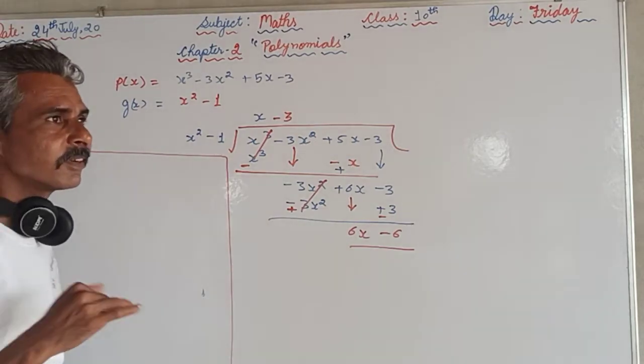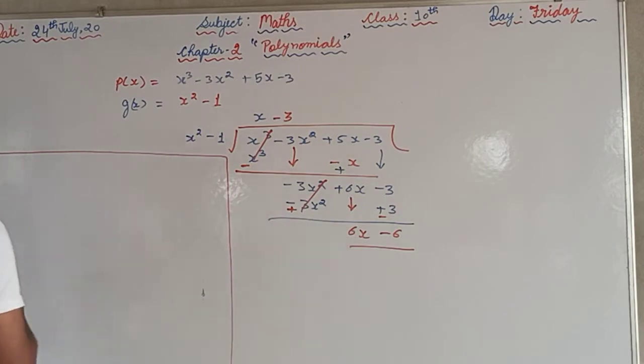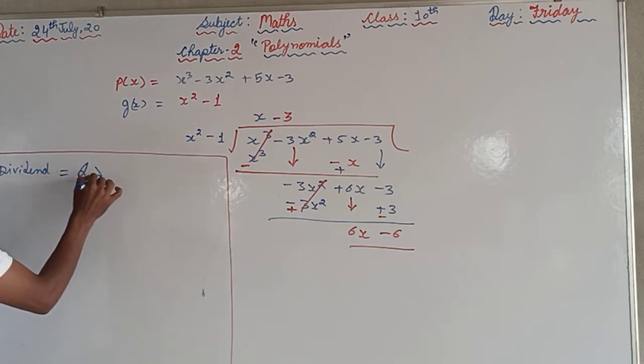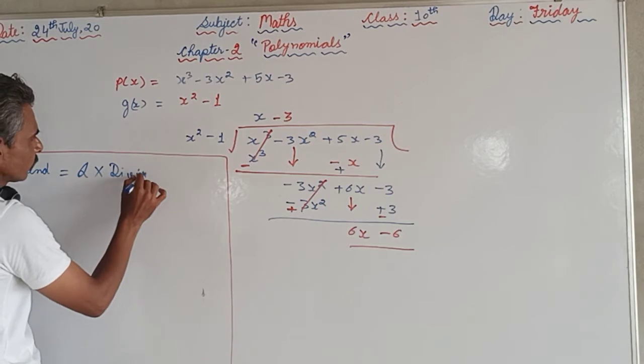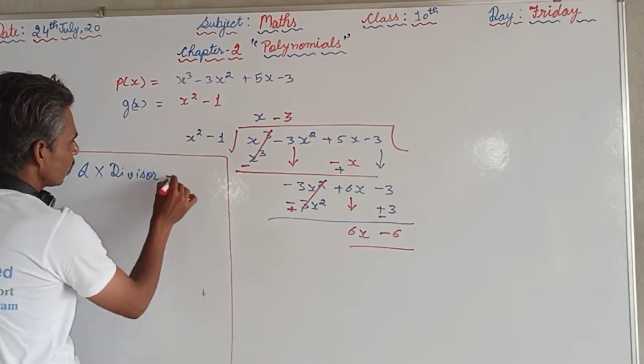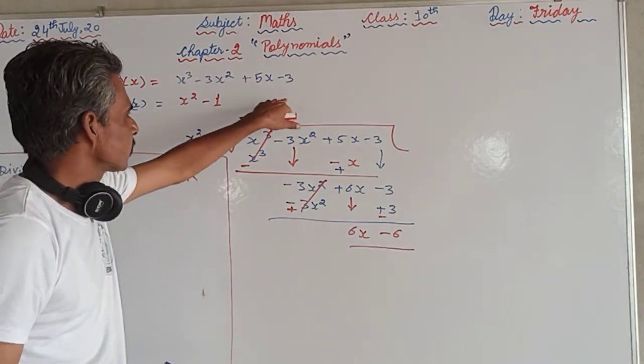In your previous classes and the lower classes, you have already read that dividend is equal to quotient into divisor plus remainder. What is your quotient? Quotient is x minus 3.